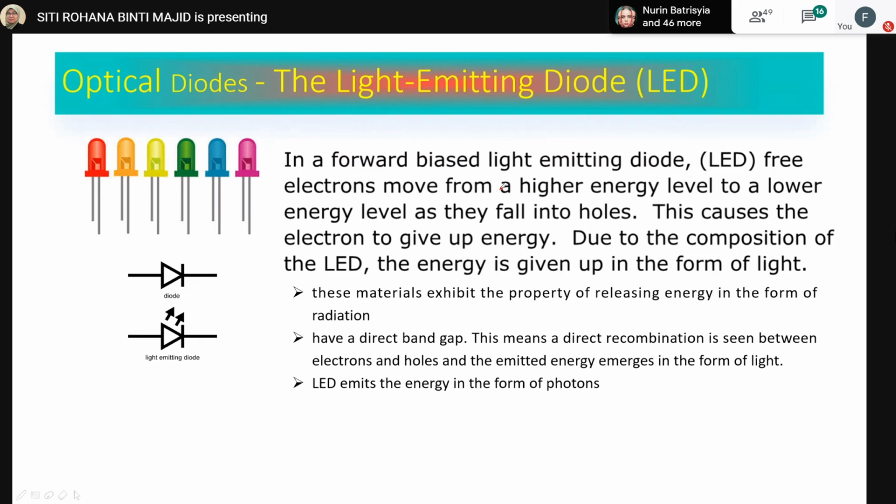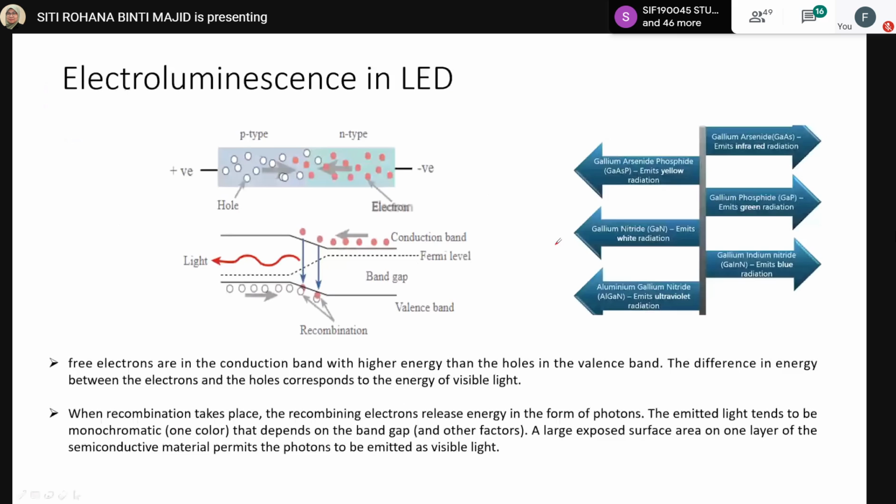In an LED, free electrons will move from higher energy levels to lower energy levels as they fall into holes. And once the electrons follow this route, they will give up energy, and also they will produce light.